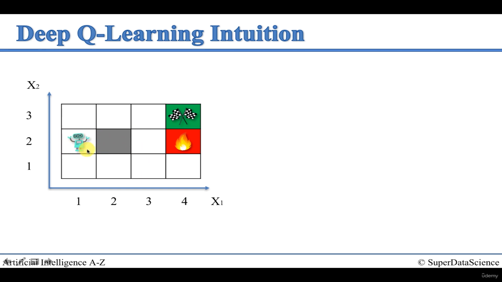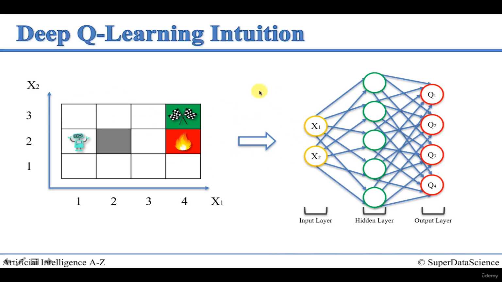So for instance, right now he's in the square with X1 equal to 1 and X2 equal to 2. And in that same way, we can describe any square, meaning we can describe any state. Of course, this is a very simplified version of an environment of describing states, but nevertheless, it works in this case. And that means that now we can feed these states into a neural network.